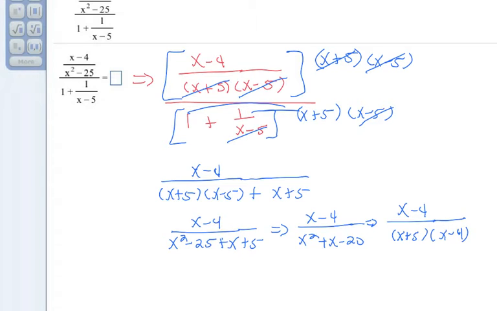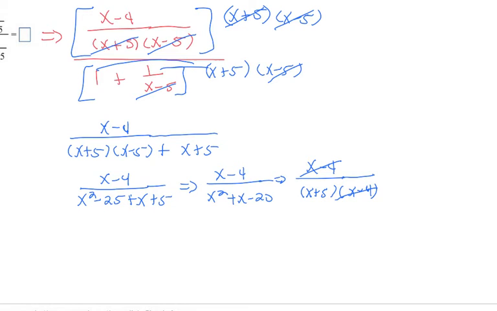And then as you can see, since I have a factor of x minus 4 in our denominator and I have an x minus 4 in the numerator, those would cancel out. So I would end up with 1 over, because I don't have anything else in our numerator. So I would end up with 1 over x plus 5.